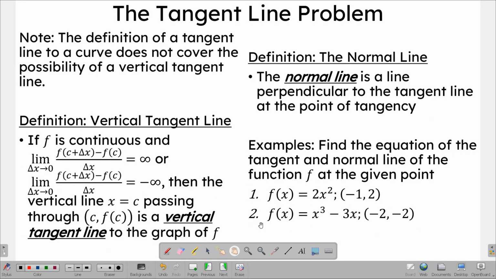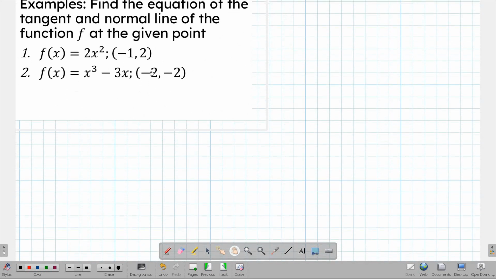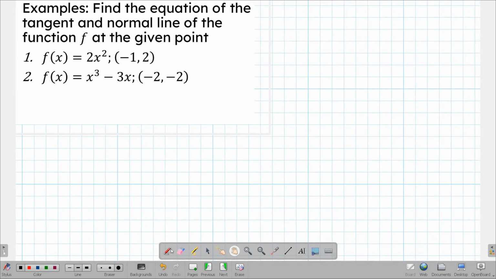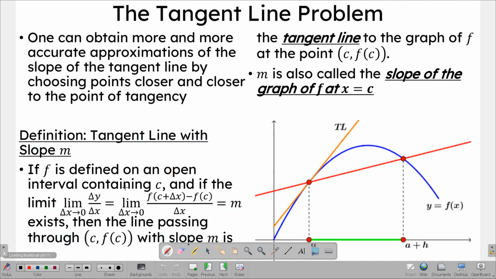So let's have an example here. We're asked to find the equation of the tangent and the normal line of the function f at the given point. So let's start with number 1. With number 1, we are given f of x is equal to 2x squared, and we're asked to find the equation of the tangent and the normal line at the point negative 1, 2. So to find the slope of the tangent line, we have to find the limit. And going back, it's this limit here that we would need to get.